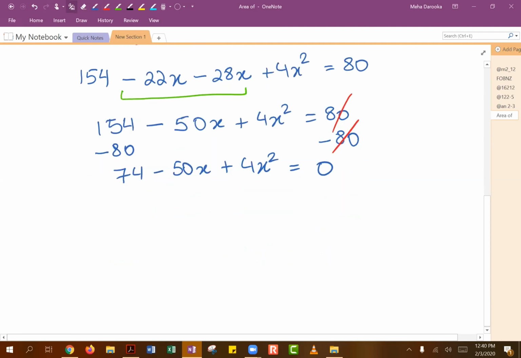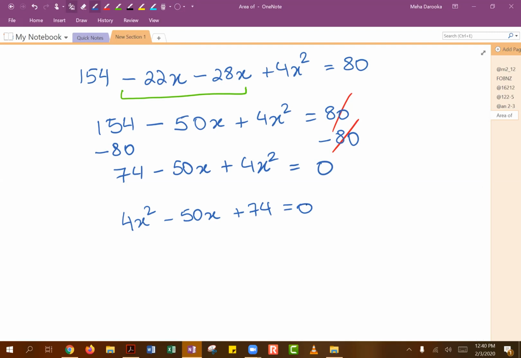Very good. Now, I'm a little OCD when it comes to my equations. I don't like it in this reverse order, so I'm actually going to rewrite it as 4x squared minus 50x plus 74. Put it in standard form because my brain doesn't work otherwise. So you've got your quadratic equation now.